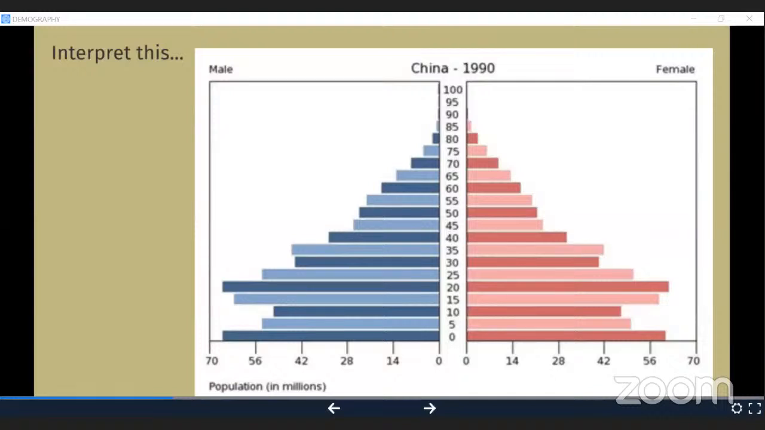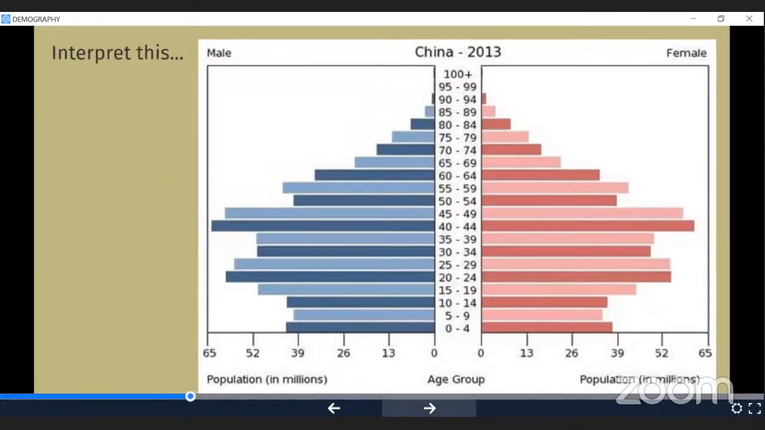So for example, this one in China in 1990, more or less, what stage is China in? Stage 2 or 3, doctor. Still stage 1. But what happened? What happened 5 to 10 years ago? One child policy, I think. Okay, so there may be an epidemic or famine 5, 10 years ago that may have affected birth rate during those years, thereby decreasing the number of children 5 to 10 years old. Okay? So that is how you could interpret this. For example, China 2013, what happened to their population?